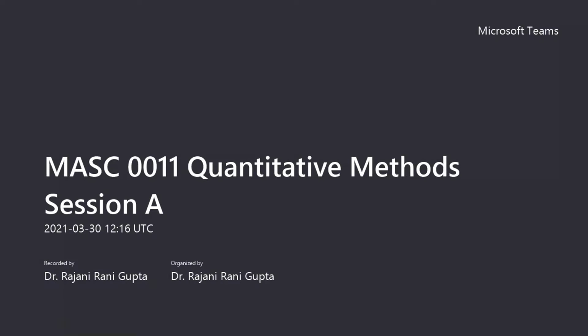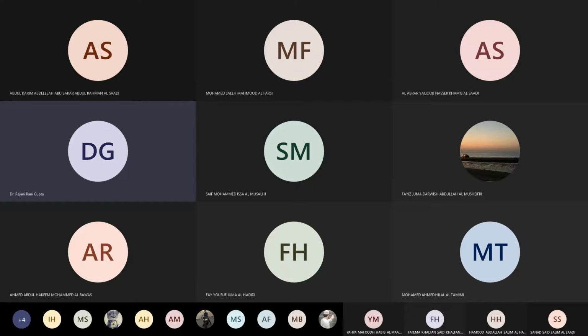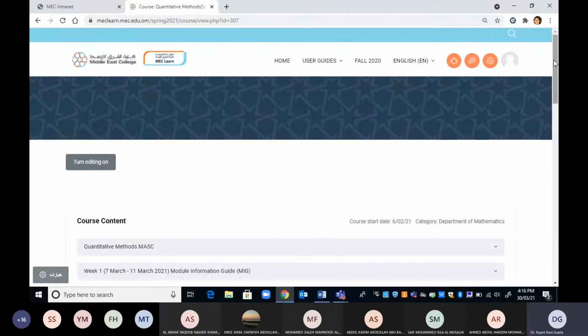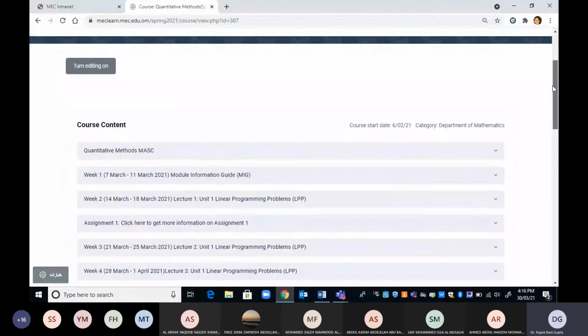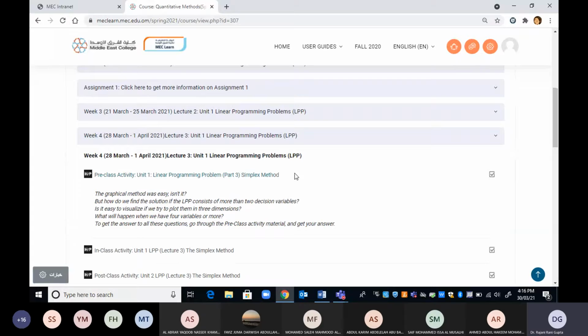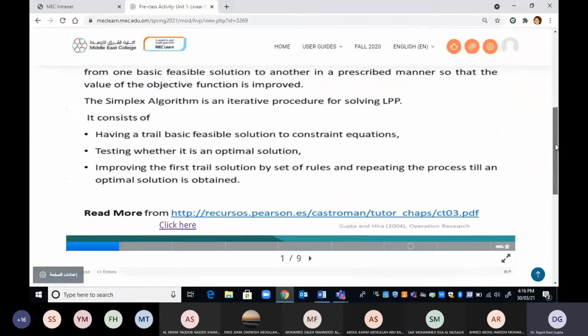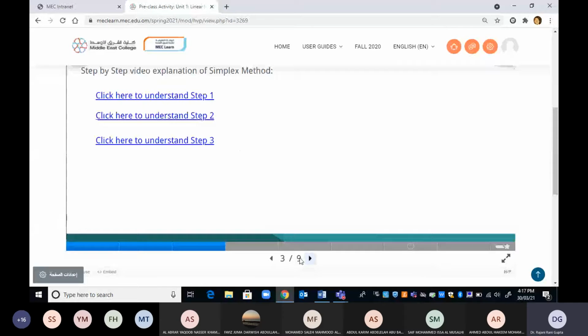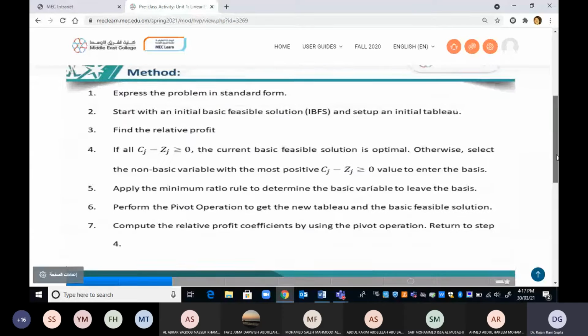Okay, so let's go to MASC Learn and see what is there in the pre-class activity. This is week 4, correct? Simplex method. I already gave you the basics of simplex method in the previous class. So now it is having the basis, the main formula of doing the solution.